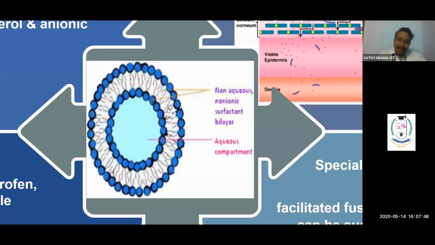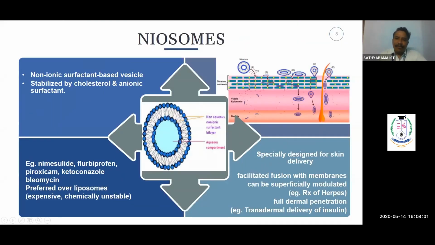And this is the structure of the niosomes. It has non-aqueous, non-ionic surfactant bilayers, and internally we have the aqueous compartment where the drugs will be stored. Likewise, a lot of drugs have been given here. And here we can find that it is basically designed for skin based deliveries. And basically there are sexually transmitted diseases like herpes. These kinds of drugs have been applied so that they can directly go and hit the particular microorganisms, whether it is a virus or a bacteria. We can devise these kinds of techniques.